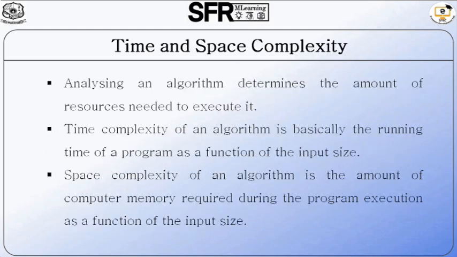Time and space complexity. Analyzing an algorithm defines the amount of resources needed to execute it. Time complexity of an algorithm is basically the running time of the program as a function of the input size. Space complexity of an algorithm is the amount of computer memory required during the program execution as a function of the input size.